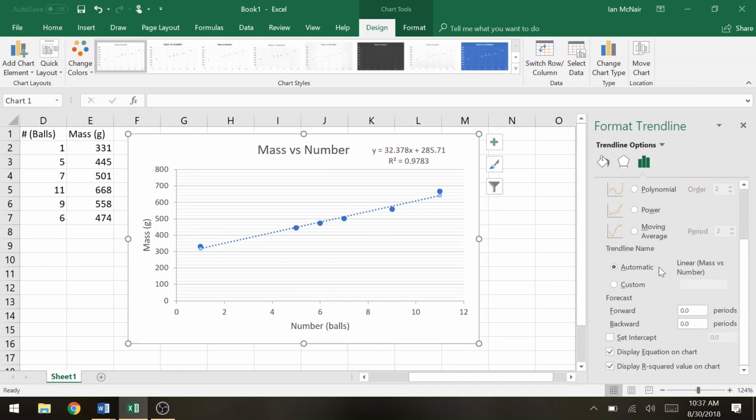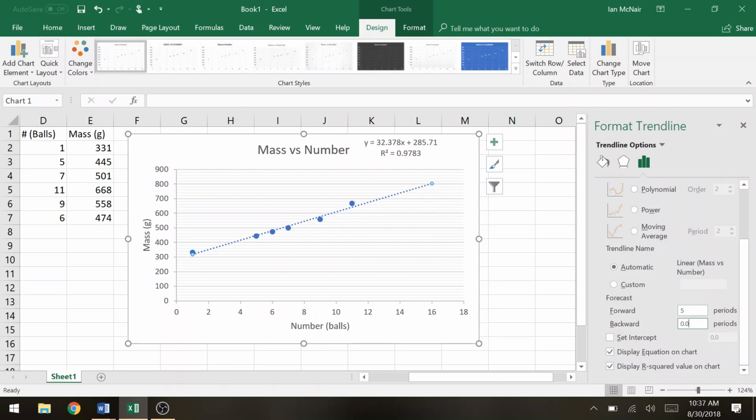We're going to go down to the forecast. Literally, forecast means you're making a prediction, right? You forecast the weather. We're going to forecast, usually you can just do 5 periods forward, 5 periods backwards, and then that'll be enough. 5 and 5.